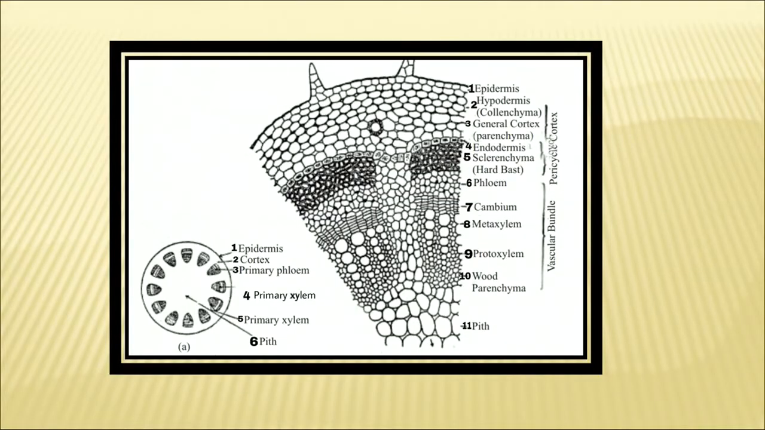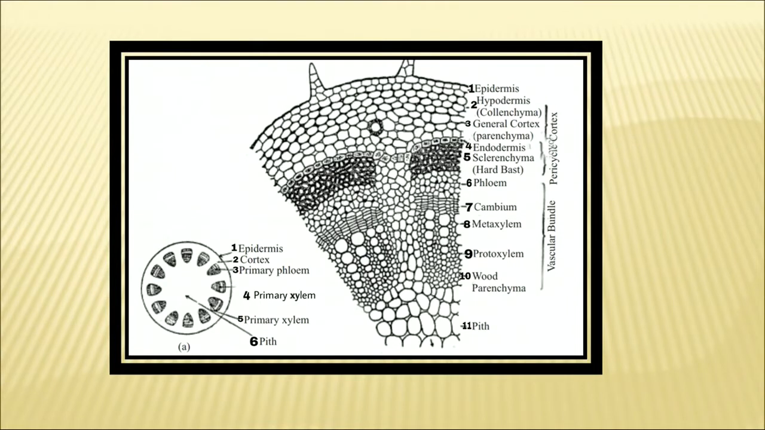What we see in the diagram of the slide: the first layer, labeled as number 1, is epidermis. It is the outermost layer. Then number 2 is the hypodermis. Hypodermis is a few cells which are thin layered, and they are below the epidermis.